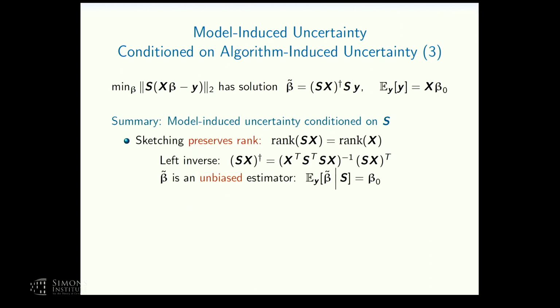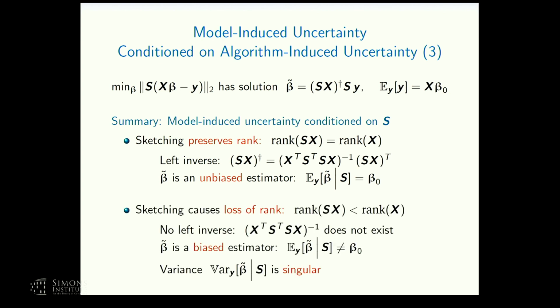So to sum up, what we see from our little example is that if you fix the sketching matrix and if it preserves rank, then you have a left inverse. So you're allowed to take this inverse, and then the conditional estimator is an unbiased estimator. It is equal to the same value that you would get from the Gaussian linear model. So you haven't messed anything up with the sketching in terms of bias. If the sketching matrix loses rank, you cannot take that inverse anymore. Then you get a biased estimator and the variance is singular.